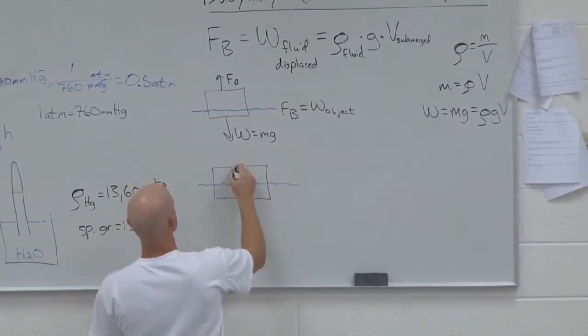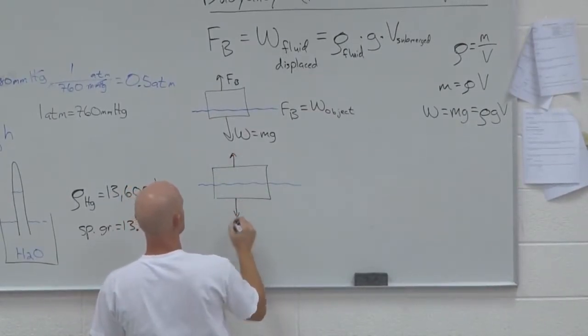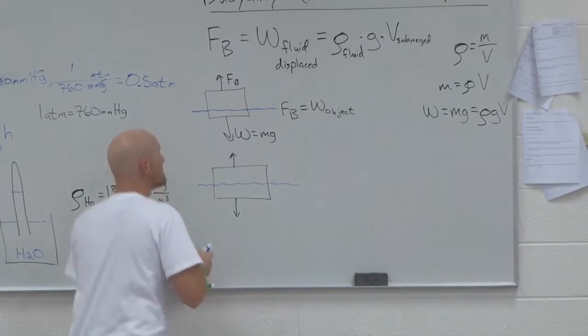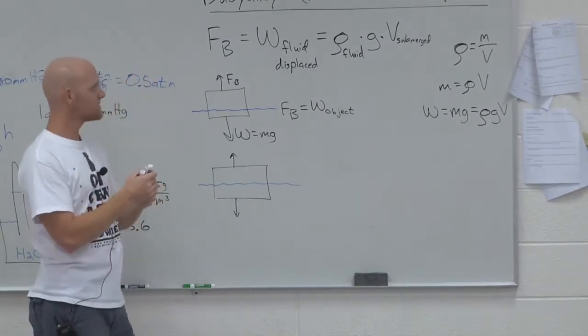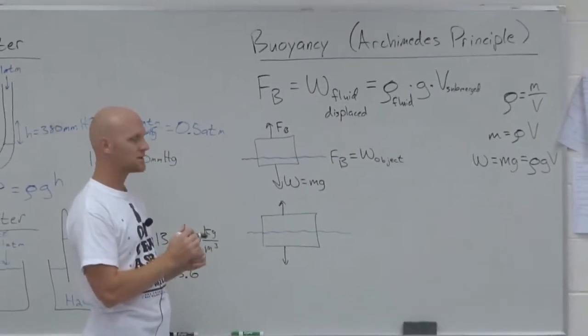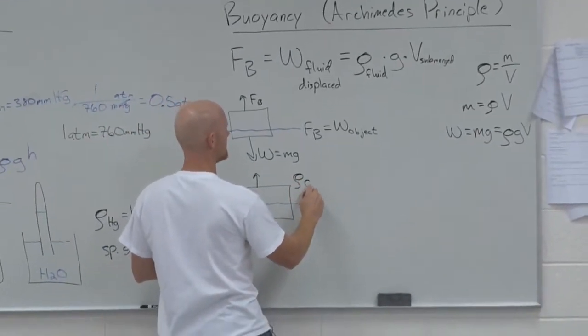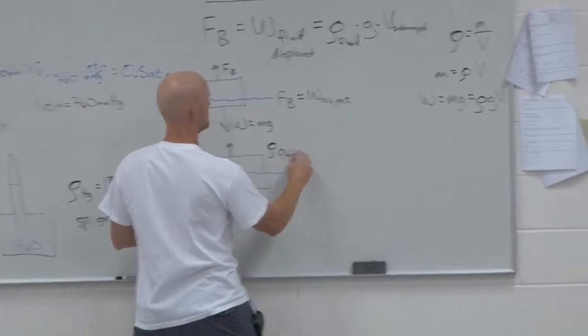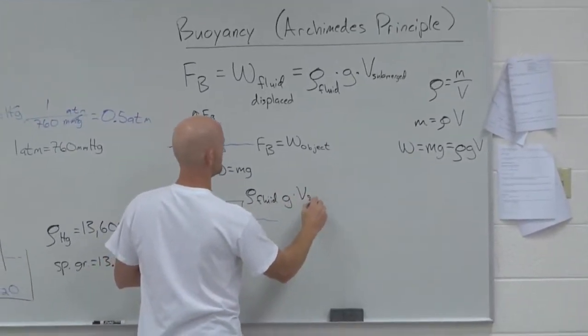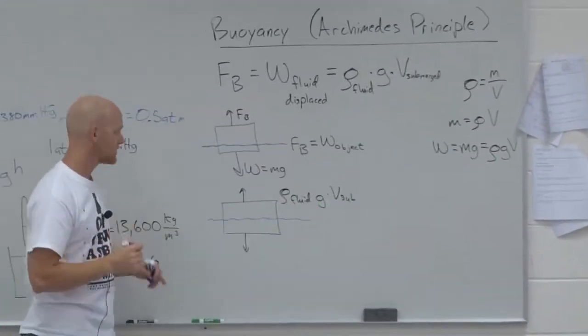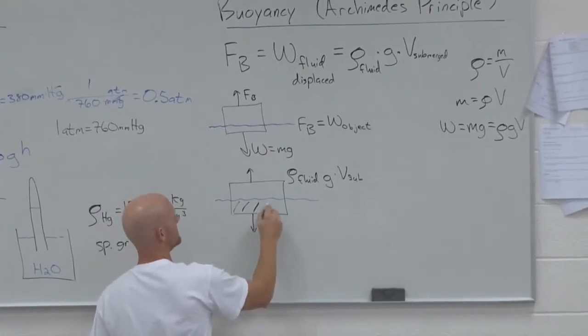So we got a buoyancy force pointing up. We got the weight of the object pointing down. What is the buoyancy force again? What's the ultimate formula for the buoyancy force? Yeah, density of the fluid times gravity times the volume submerged. So just the part that's below the surface here.